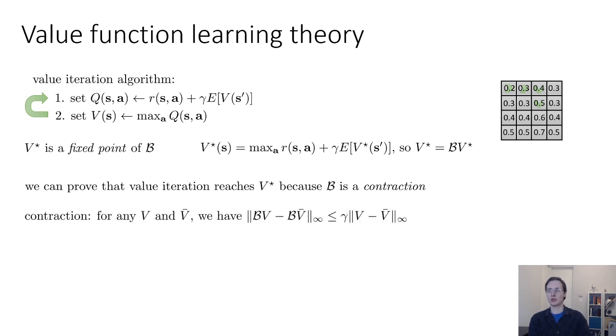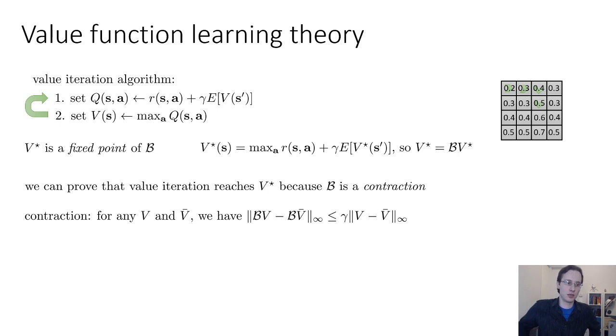What does it mean to be a contraction? It means that if you have any two vectors, V and V bar, then applying B to both V and V bar will bring those vectors closer together, meaning that the norm of BV minus BV bar is less than or equal to the norm of V minus V bar. In fact, it's a contraction by some coefficient. That coefficient happens to be gamma. So not only is the norm of BV minus BV bar less than or equal to the norm of V minus V bar, it's actually less than or equal to the norm of V minus V bar times gamma. So you will contract by some non-trivial amount, which means that V and V bar will always get closer together as you apply B to them.